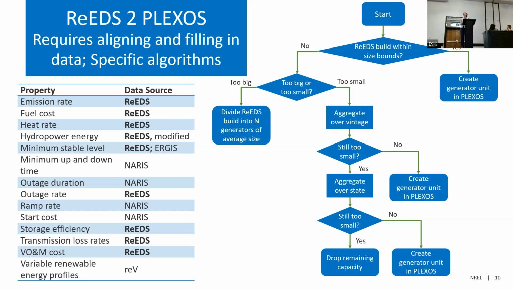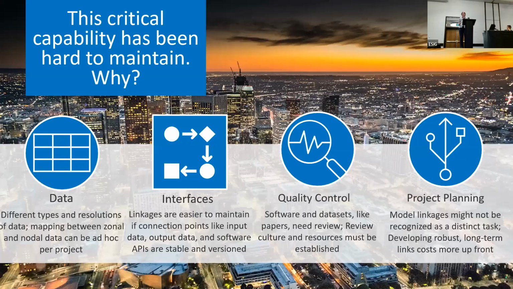And there's also various algorithms like the one shown on the right for figuring out the details. So in this case, the flow chart on the right is showing if I have a build in ReEDS, how am I going to turn that into individual units that I put in PLEXOS? And I'm not even really showing how you pick which node to put them on in PLEXOS, but you have all of that to deal with. So I hopefully have conveyed that this is a critical capability and it's complicated. And I will also tell you that it's been hard to build and it's been hard to maintain.